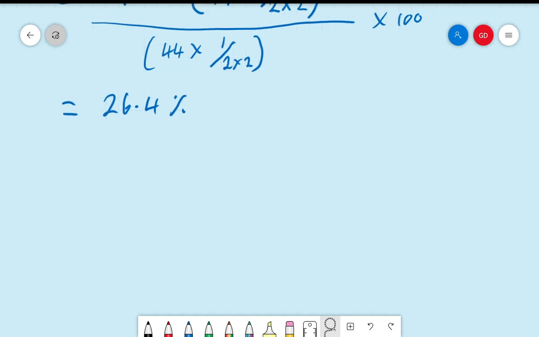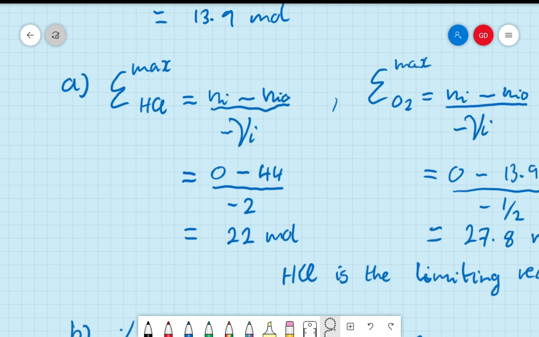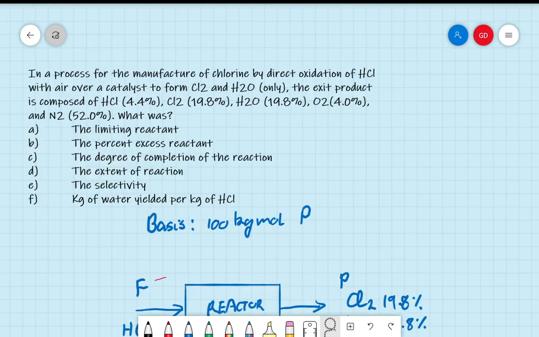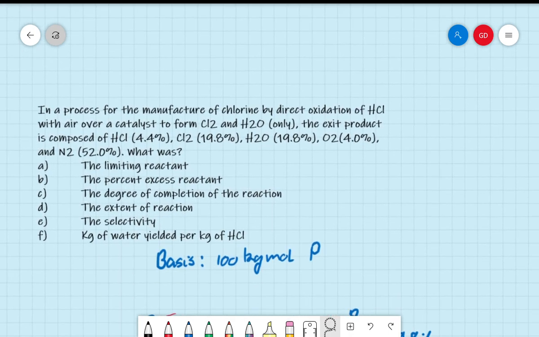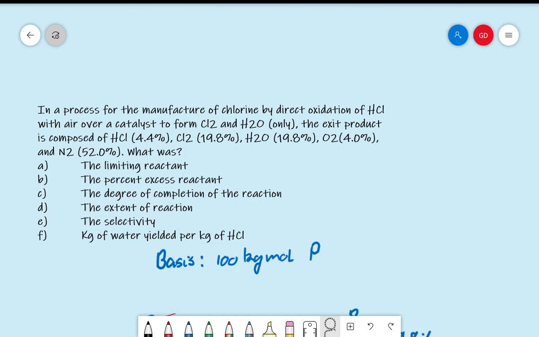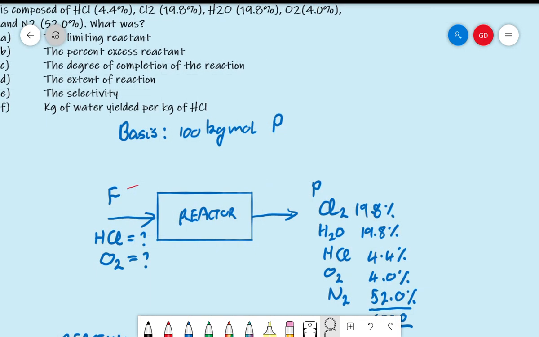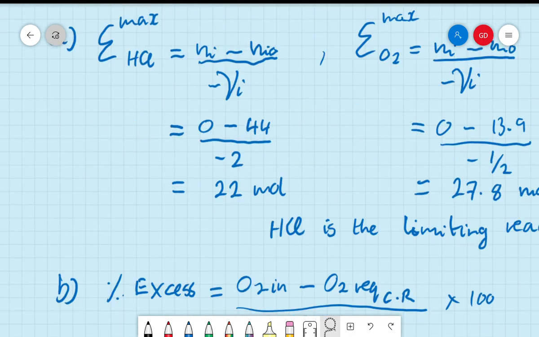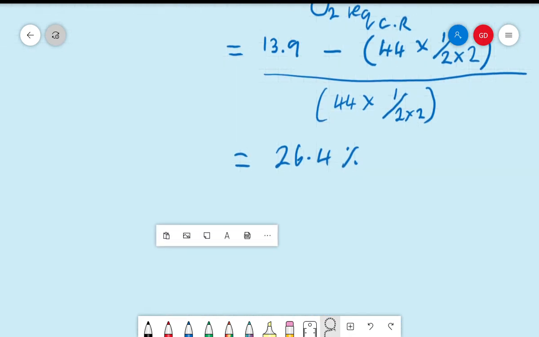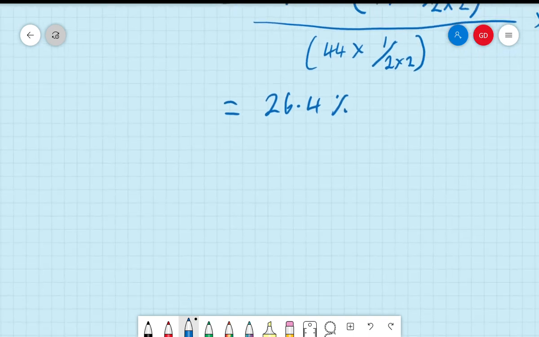So moving further, what you also need to find now is the DOC, which is the degree of completion. This is a very important aspect. So how do you find the degree of completion? The degree of completion measures how far the reaction would go in respect of the limiting reactant, because it is assumed that the limiting reactant runs out first, therefore it measures how far the reaction will go. So how do we find it? By definition, it's self-explanatory.